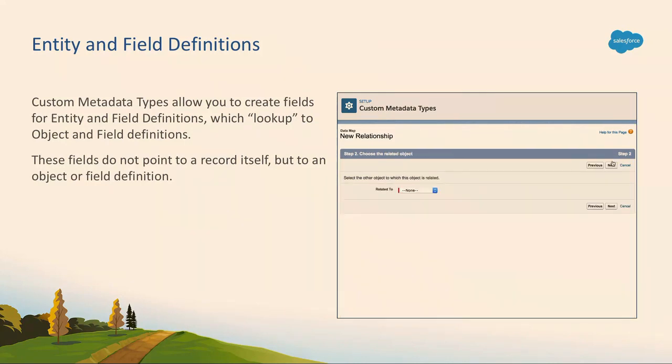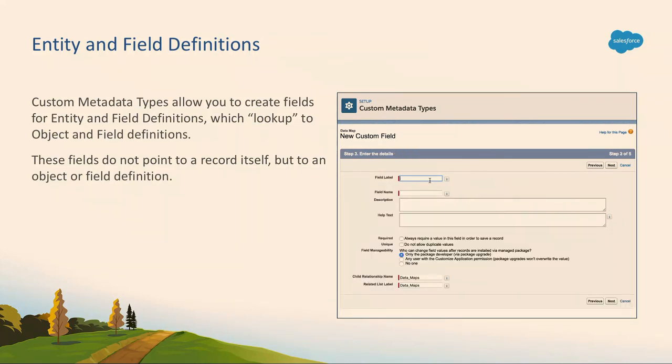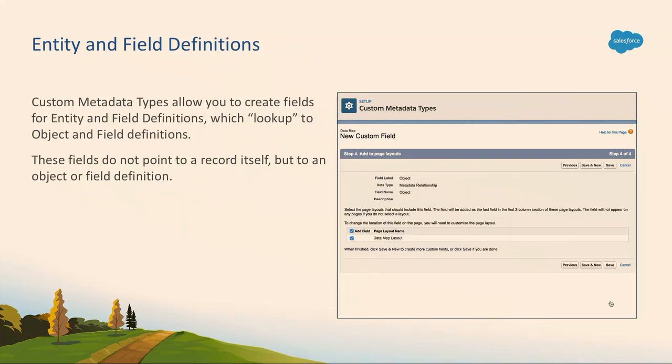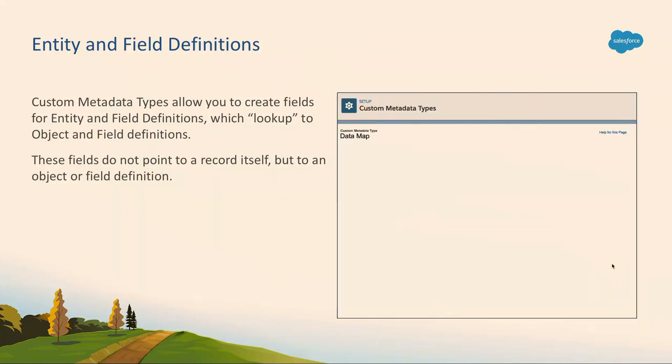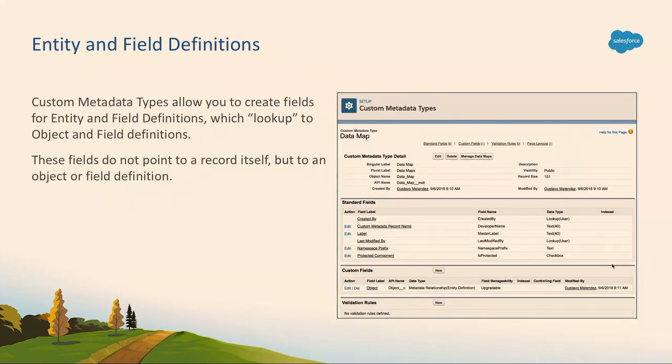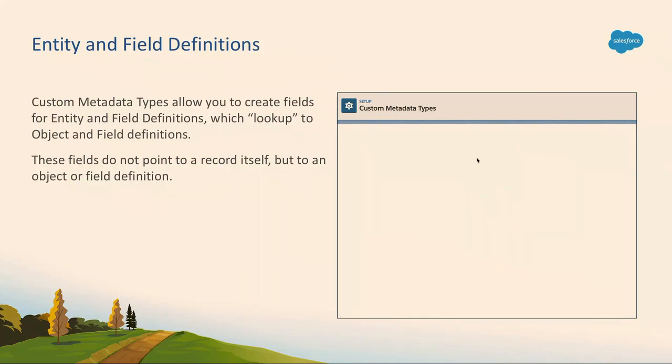These entity and field definitions, if you haven't encountered them before, allow you to create almost like a lookup to an object or field definition. So it's not that it's pointing to a record itself, right? You're not pointing to a data record, but it's actually the field and object definition. So you're able to interrogate settings or data associated with those objects.